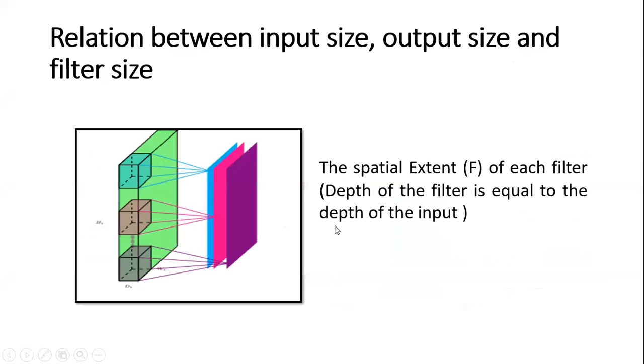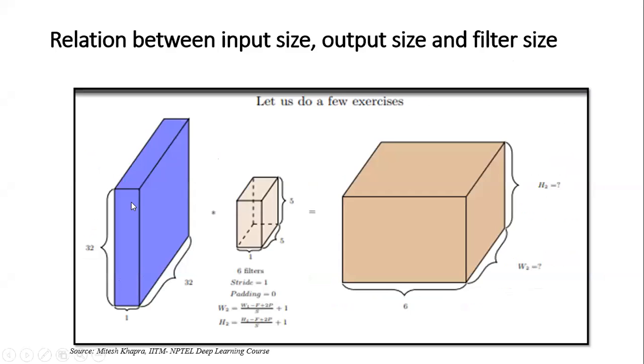I'll come to this diagram again. Let me take an example first. Here, please understand, this is a 32 by 32 input image. The depth is 1. The depth of the filter, the kernel that I'm using, is also 1. The kernel is 5 by 5. We need to find out the dimension of the output. There are 6 such filters. Stride is 1 and no padding is taken. Are you getting it?